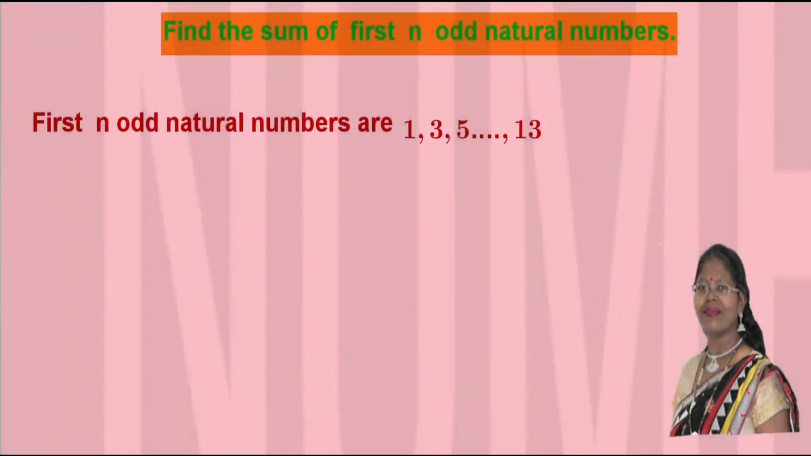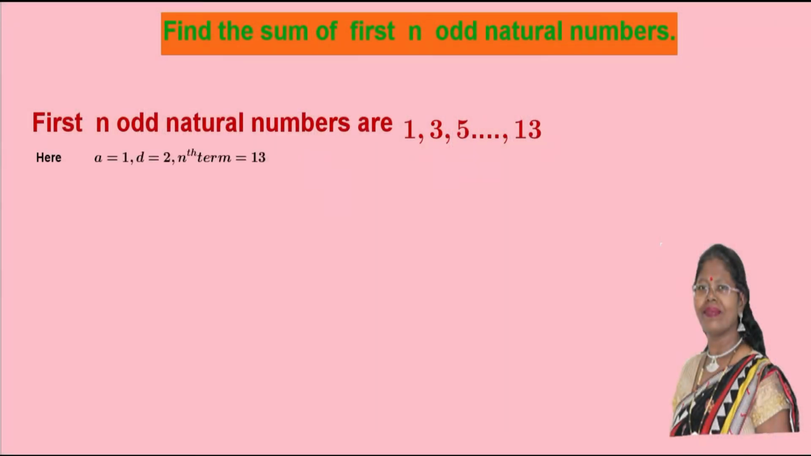Welcome to Magic Maths. Today we are going to find the sum of first n odd natural numbers. First n odd natural numbers are 1, 3, 5, up to 13. Here A is equal to 1, D is equal to 2 and the last term is equal to 13. T1 is equal to 1, Tn is equal to 13. Formula: Tn is equal to A plus n minus 1 D.